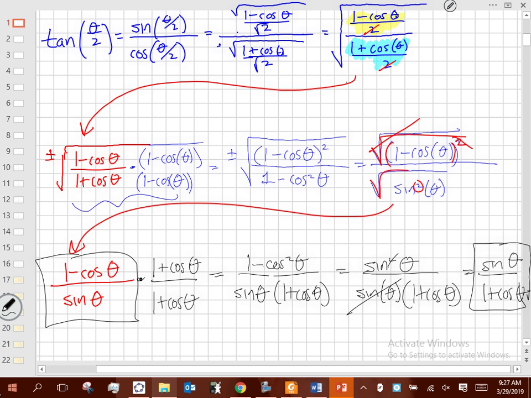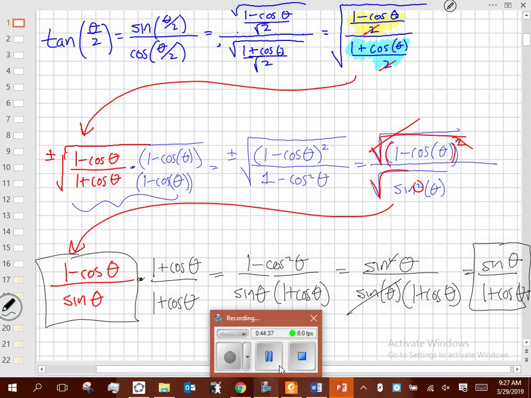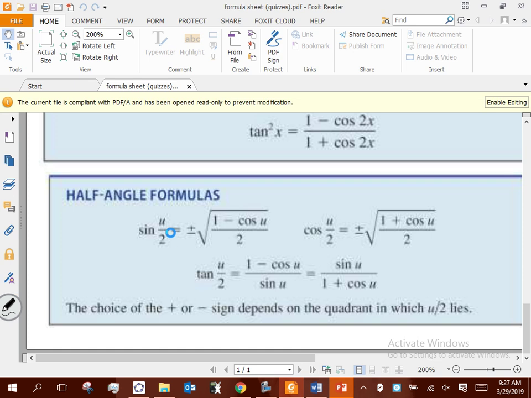Now, this is all in that cheat sheet that I gave you guys. Okay? If I look at that, tangent of u over 2 is equal to 1 minus cosine u over sine u, is equal to sine u over 1 plus cosine u. Those are your formulas.